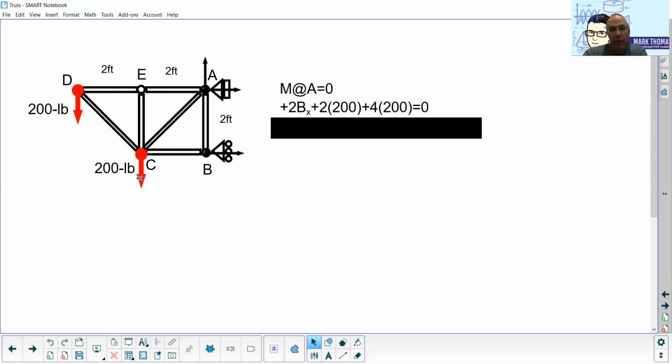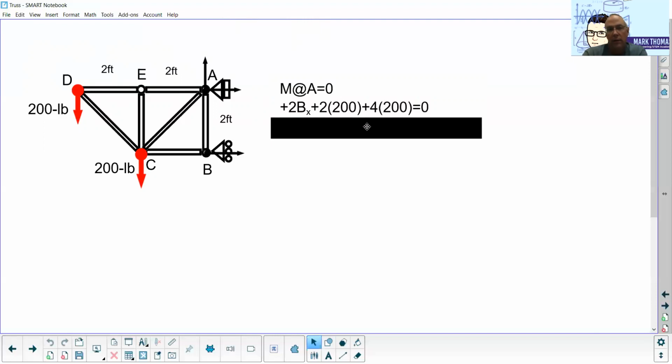It's a question of whether or not, if we anchored it here and let it rotate around A, C pulling down is going to make this thing rotate in a counterclockwise direction. So again, that'll be a positive direction that we have here. And then our exterior load force at D is 200 pounds, and it is 4 feet away. And similarly, it would be in a positive counterclockwise direction as well.